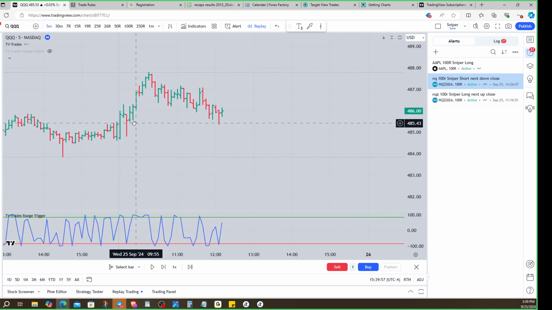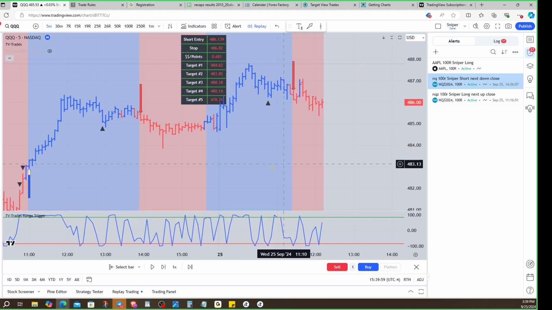What I really want to show you is that when you're coming out of the overbought or the oversold in the direction of the TV trades trigger, it's usually going to work out really well for you with your options. Like right here, it suggested it was going to go down. If you bought some puts right there, based on the information that you came out of the overbought right there, you had this suggesting it was going to go down.